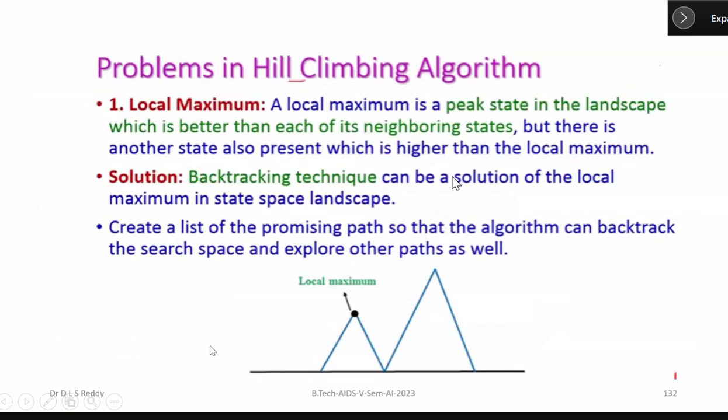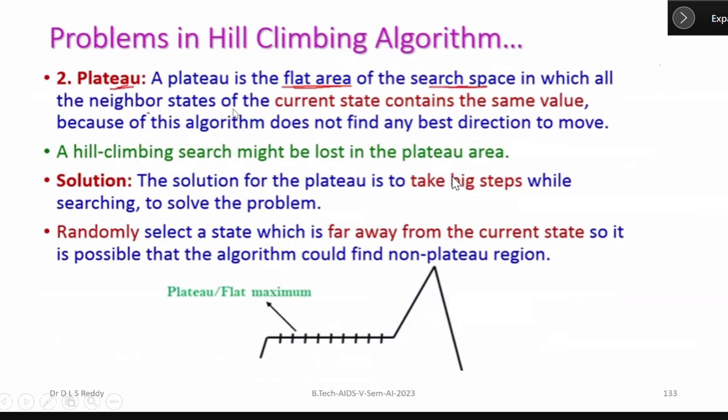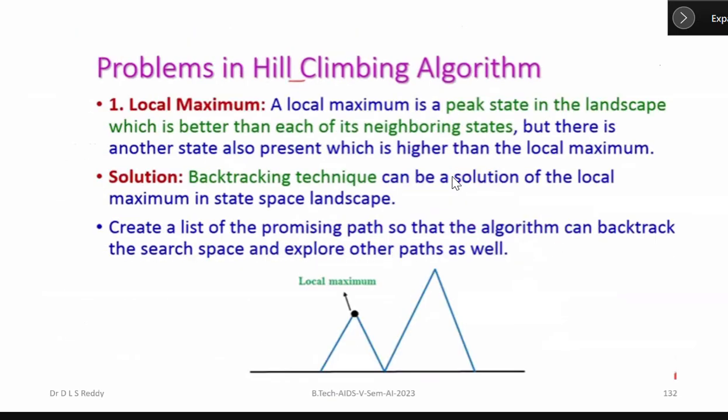So there are certain problems in the hill climbing algorithm also. If you take this local maximum, there are certain problems. One is local maximum, and plateau is another problem. So we'll discuss a few problems here. What are the problems you can get in hill climbing?